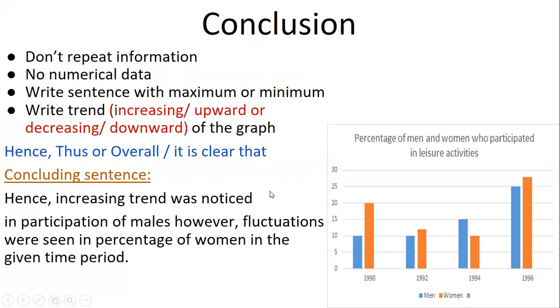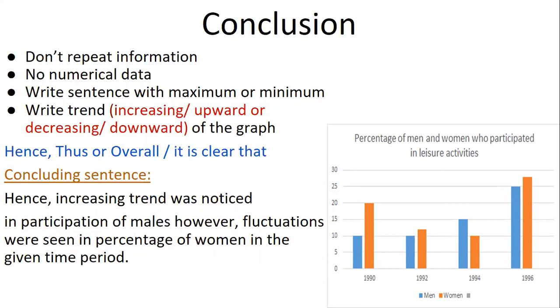Then we are moving to the conclusion. A few things should be very clear while writing the conclusion. The first one is, don't repeat information. You can't repeat it. Definitely, it will be like a repetition of your explanation. So we can't do that.